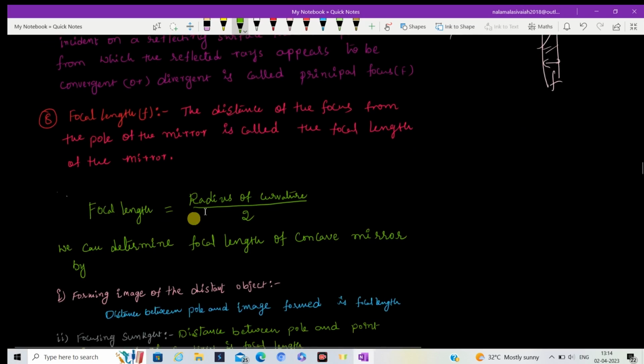That is about the focal length. Here you can see the focal length is equal to the radius of curvature by 2. That is, R = 2f, so f = R/2.